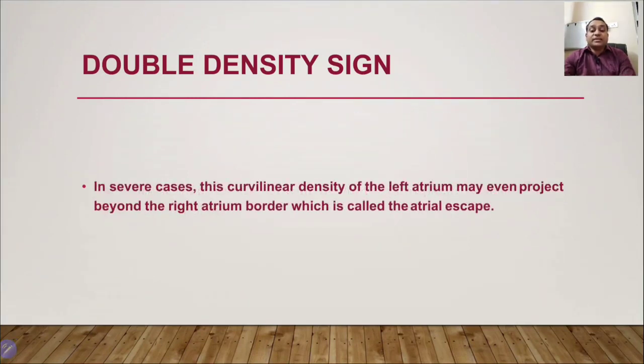In very severe cases, this curvilinear density of the left atrium may even project beyond the right atrial border, which is called the atrial escape. So sometimes because of the left atrial enlargement, this curvilinear density of the left atrium even projects beyond the border of the right atrium, and this is called the atrial escape.